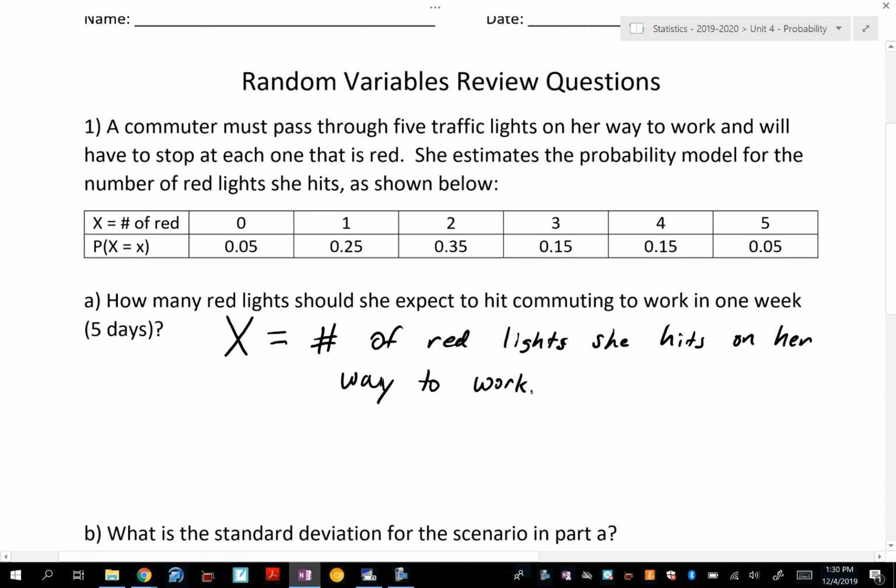Now, you should see here that this is only about 1 day commuting. Just 1 day. So when I find the expected value for that 1 day, I'm going to take each of the possible number of lights that she could hit, so 0 through 5, and multiply them by the likelihood that she will get stuck at that many lights.